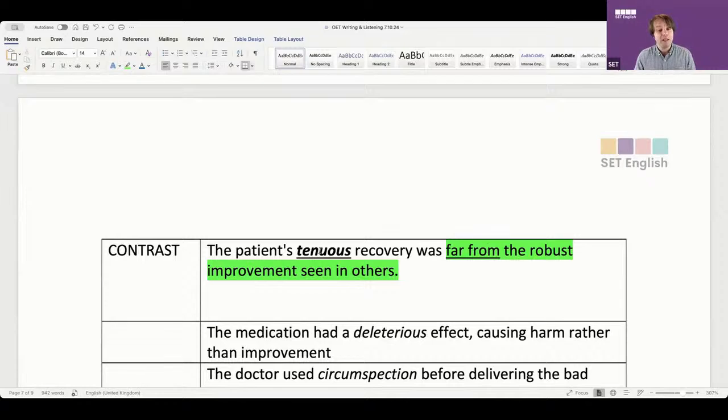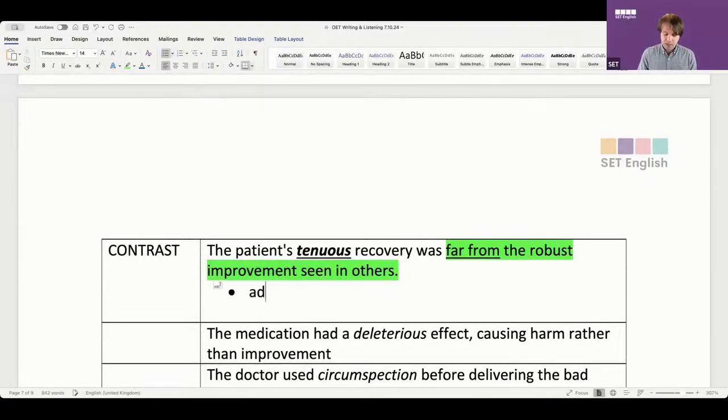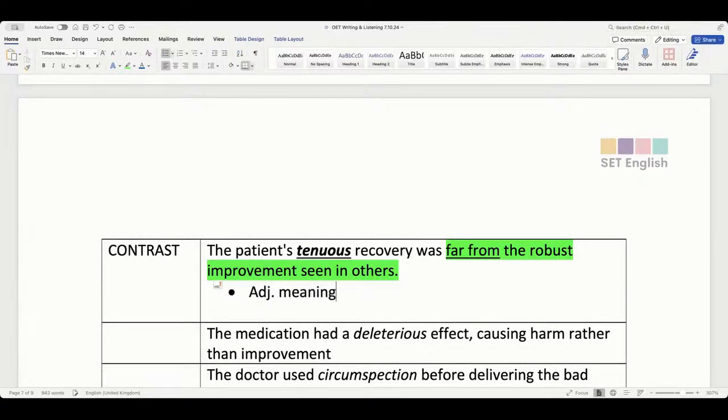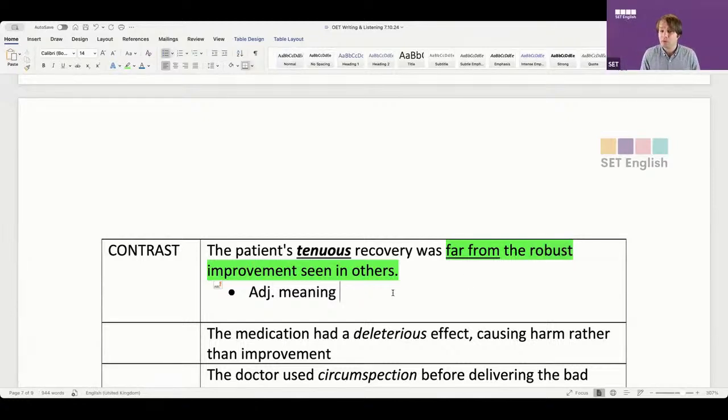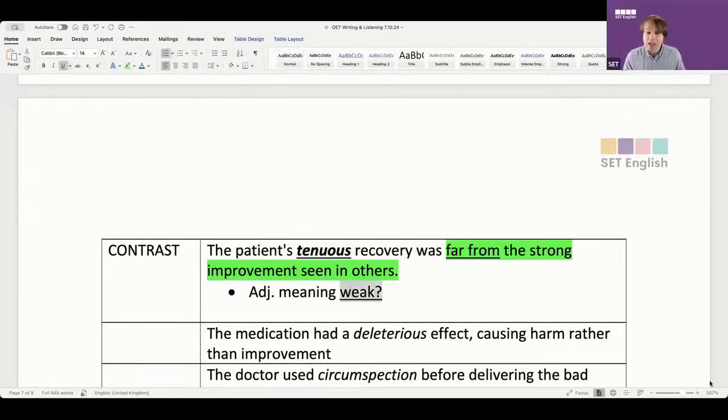So we know that whatever this is, it must be contrast with this. What do we think it means, guys? Tenuous, it's an adjective. Any idea? What does robust mean? Strong. Robust is strong. And this must be weak. Weak, right. And we get it from contrast.